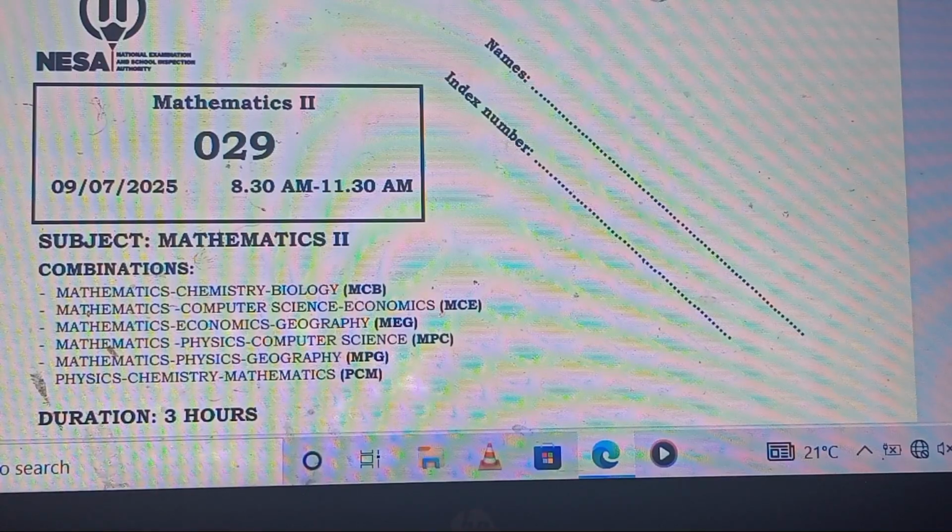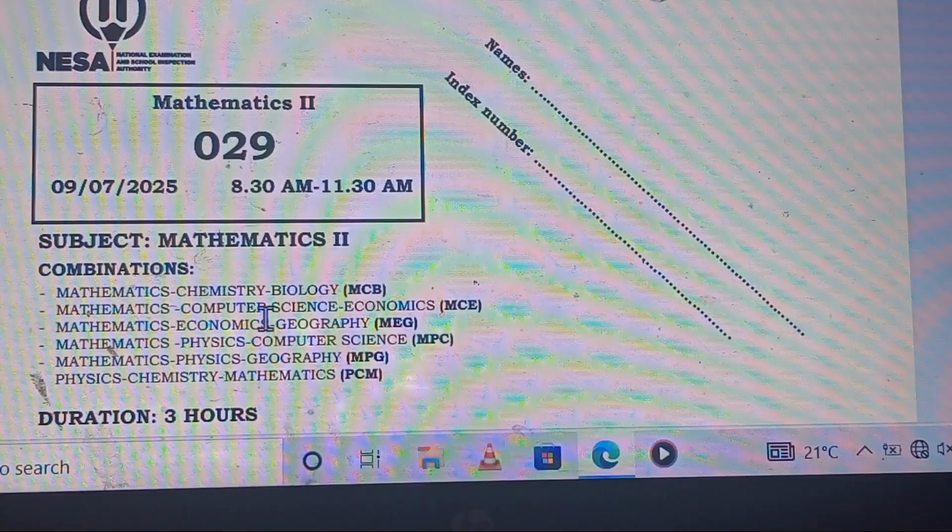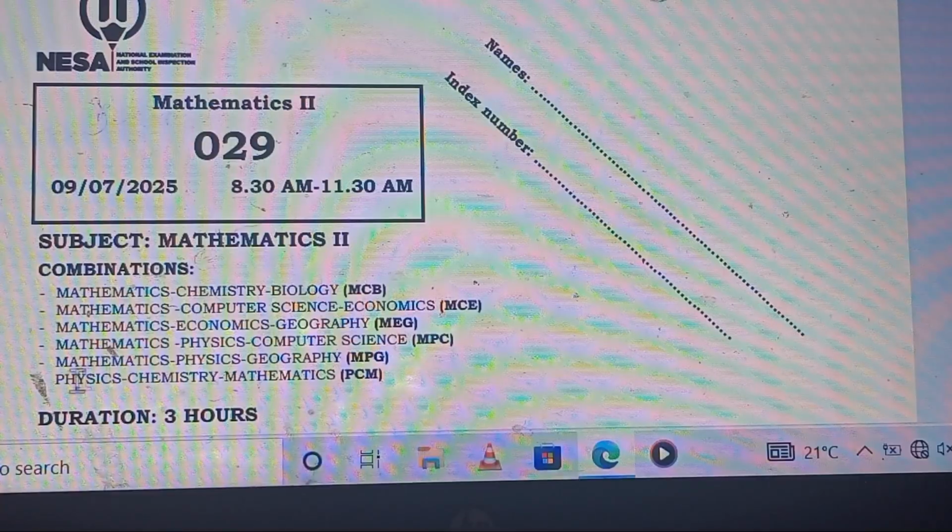This is Santi's family. Today we're going to deal with the national exam of Mathematics 2, especially for the combinations of math, chemistry, biology; math, computer science, economics; math, economics and geography; math, physics, computer science; math, physics, geography; and physics, chemistry, and mathematics.